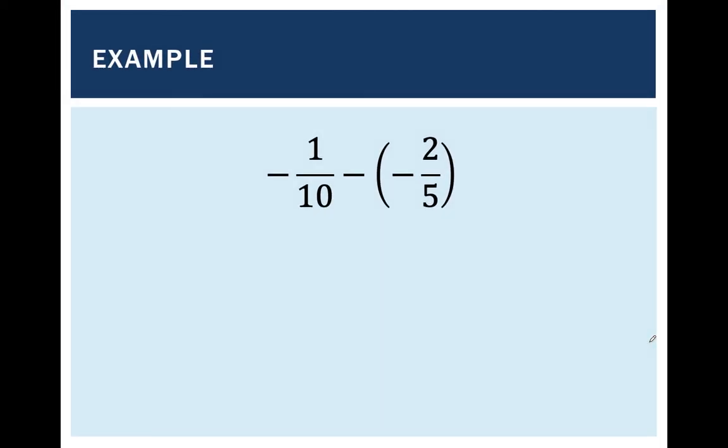Okay, one more example on your notes. This is a subtraction problem. You see there's a subtraction sign in the middle. So what I'm going to have you do before anything else is rewrite this problem as an addition problem. So we keep the first, change subtraction to addition, and flip the second to its opposite. So -2/5, the opposite is +2/5.